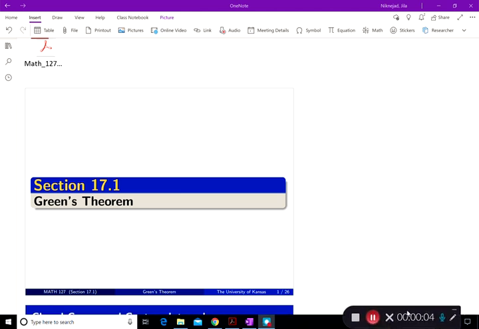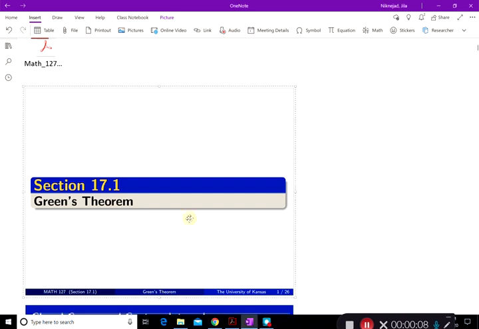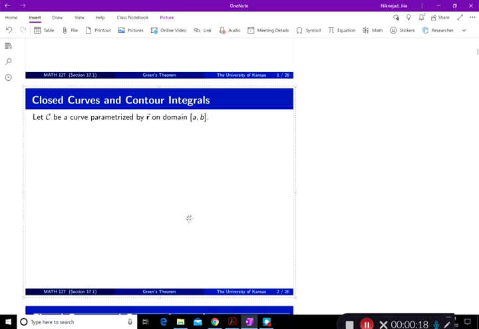Let's start with section 17.1, Green's theorem. It's the first of the three final theorems of vector calculus. So let's first talk about closed curves and contour integrals, and just do a few notations to make the explanation of the theorem easier.